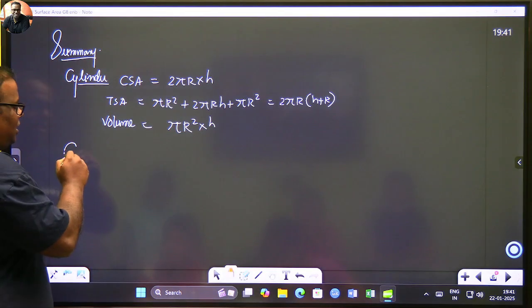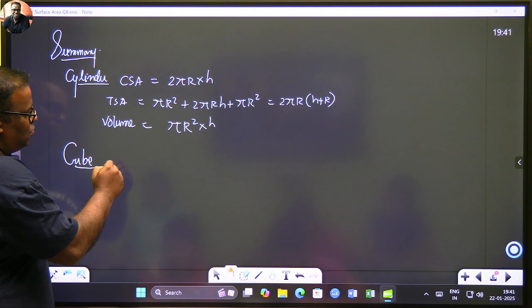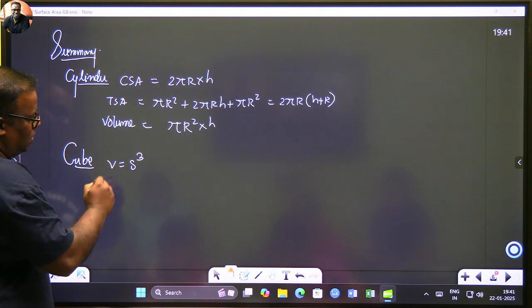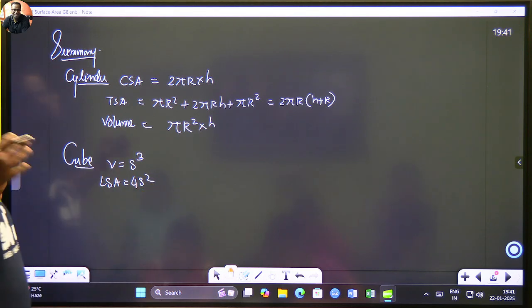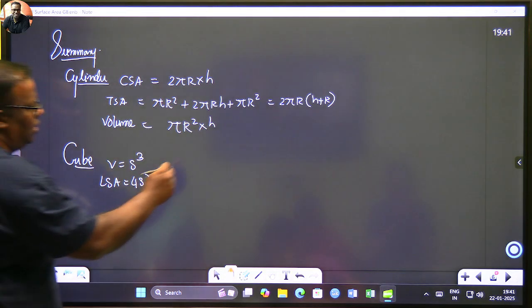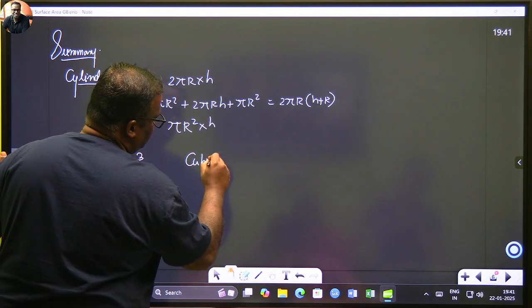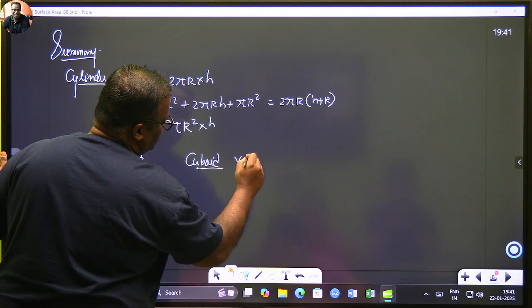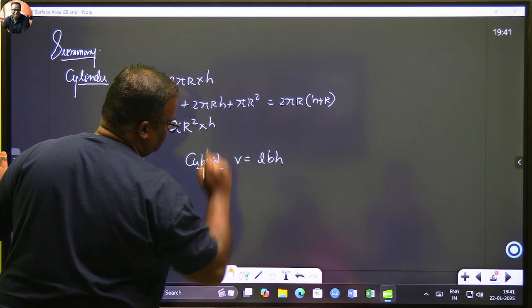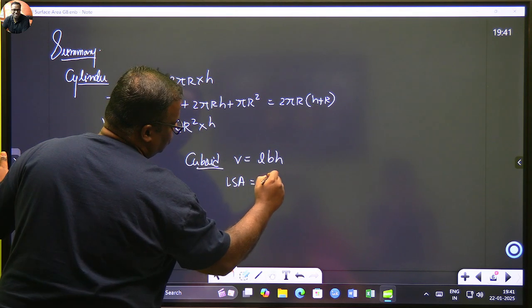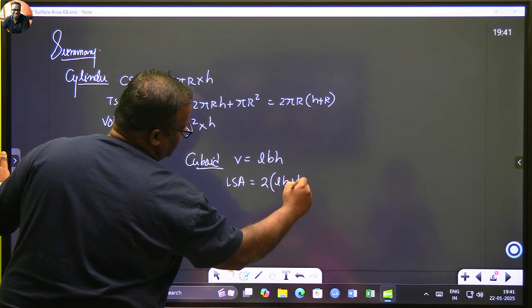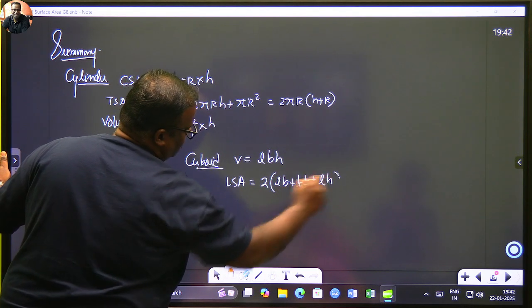क्यूब क्यूबॉइड याद है कि नहीं? Cube's volume is s cube. Lateral surface area 4s square, because we are dealing only with 4 faces of the cube. 4s square. And how about the cousin brother cuboid? Volume is equal to lbh, and lateral surface area is equal to 2 lb plus bh plus lh.